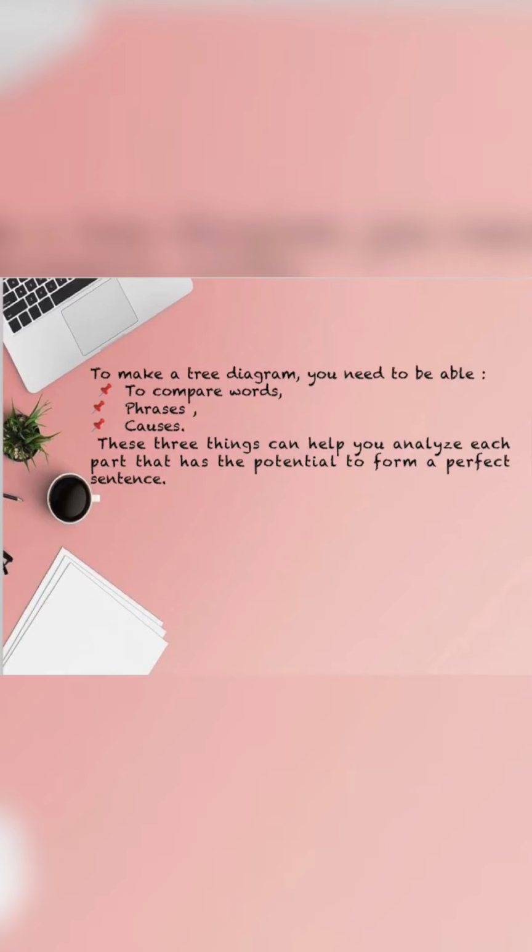Okay, from that explanation, to make a tree diagram, we need to be able to compare words, phrases, and clauses, and these three things can help us analyze each part that has the potential to form a perfect sentence. And what is a word? A word is a part of the smallest language unit, for example, person, dog, or place. And what is a phrase? A collection of two or more words that forms a meaning. For example, a beautiful dress, this cake, or a pink shirt.